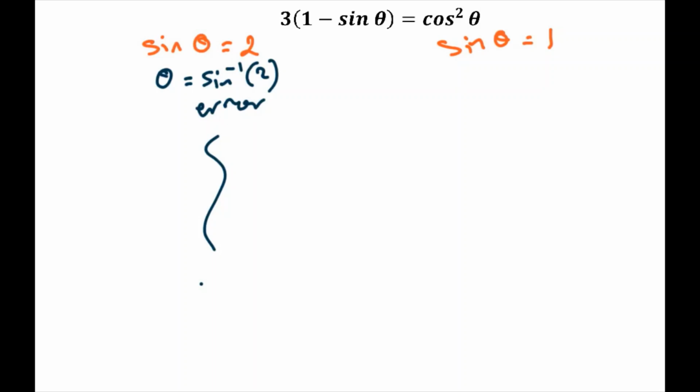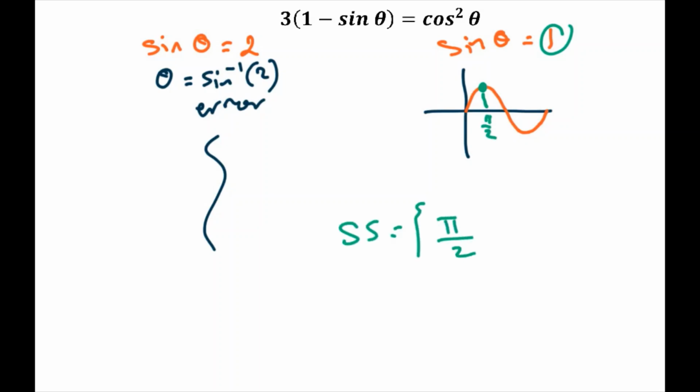Now, what about this side? Well, this is 1, then this is a quadrantal angle: 1, 0, -1. So we had better draw the parent function of the sine in one period. I want 1, so it's going to be this angle here. That's basically pi over 2. So my solution set is only one angle, which is pi over 2.